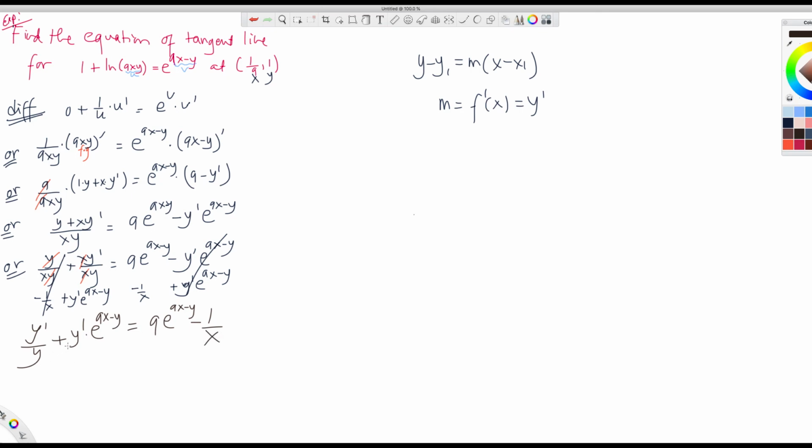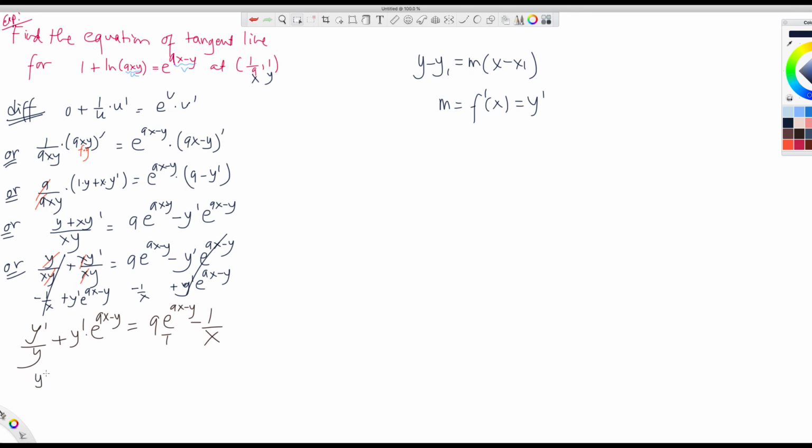So the next thing I want to do is, since I want to find the equation of the tangent line, and we have a point x and y there, right? We have that point x and y. Now our goal is to find y prime, or the m. So to find the m as a number, you'll have to plug in x is 1/9 and y is 1. So I want to plug that in, okay?